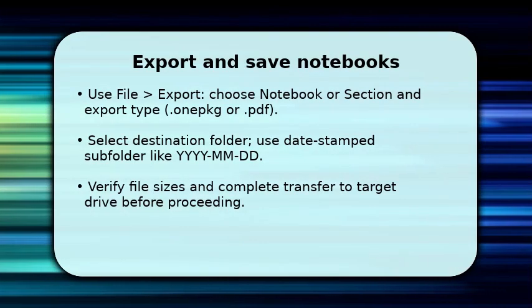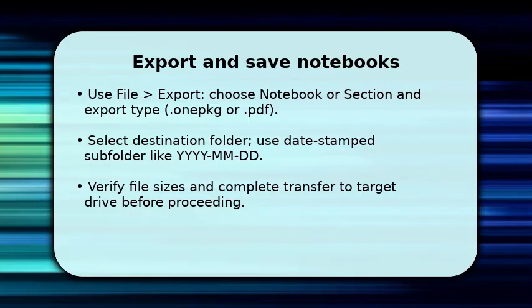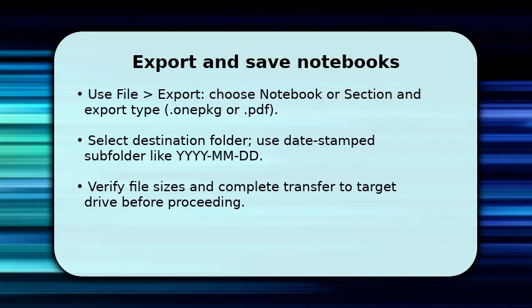Now export methodically. Choose Notebook to get a full .onepkg or export individual sections for smaller files. You do this because .onepkg preserves structure while section exports give granular control. Select a destination folder and create a date stamp subfolder so you can track versions.